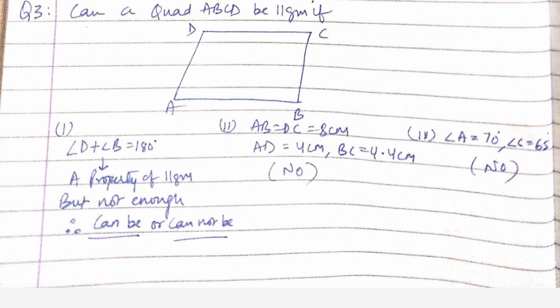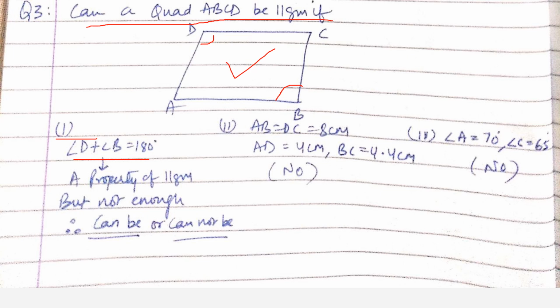Okay, question number 3 is can a quadrilateral ABCD be a parallelogram if? So they've given you a quadrilateral ABCD and some conditions and asking whether these conditions are enough to tell this ABCD is a parallelogram or not. Let's see. The first condition given to us is angle D plus B equal to 180 degree. Angle D is this one. Angle B is this one. So their sum is 180 degree.